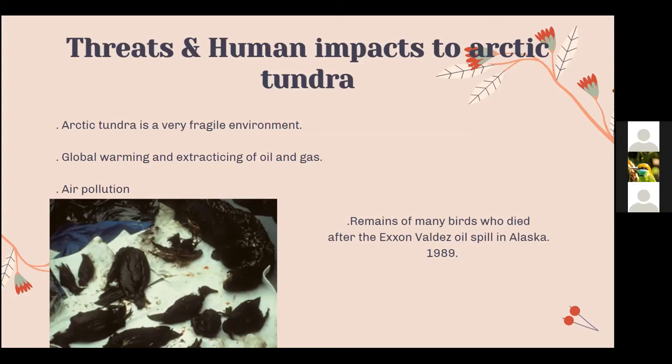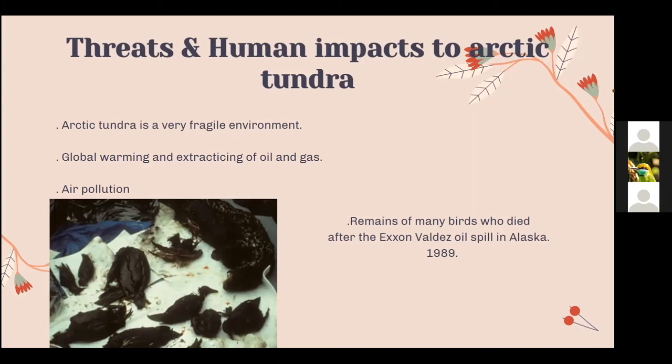Because the trees are being cut and the factories' gases, those are also affecting global warming. When global warming occurs, the ice in the Arctic and the Antarctic starts to melt. And that is a main threat to the birds and animals here. It was also found that there are diamonds, oils, and gases in the Arctic tundra. So people go there and dig up not only small holes, they dig up 1,000 feet of holes to take the oils and gases.